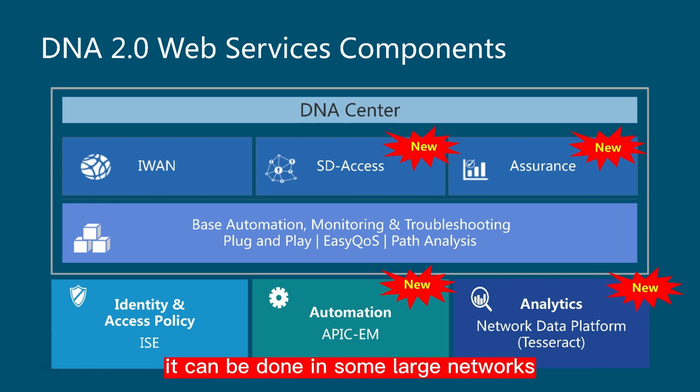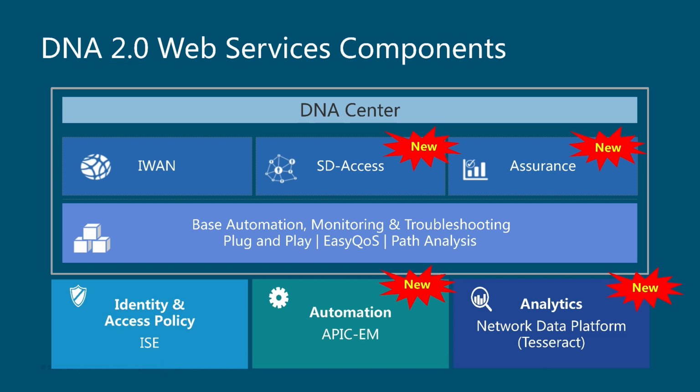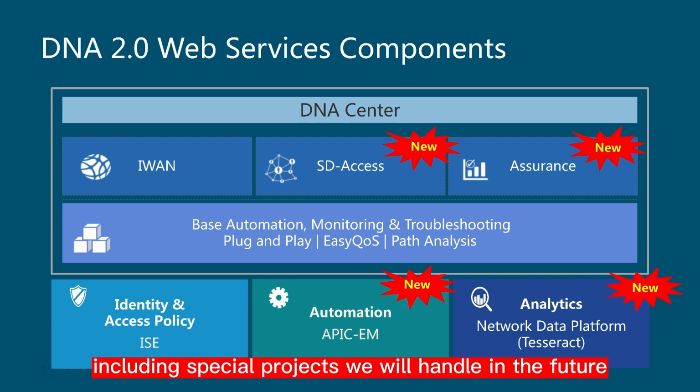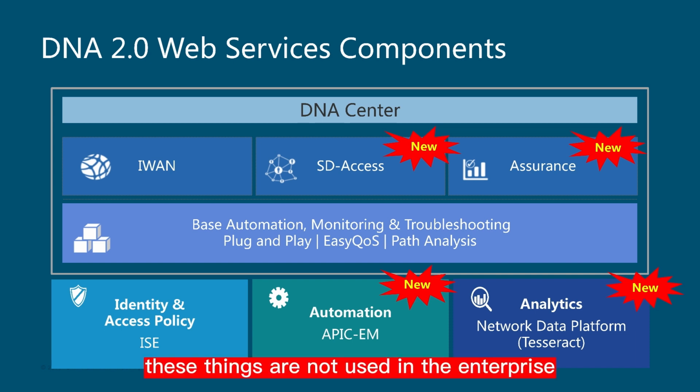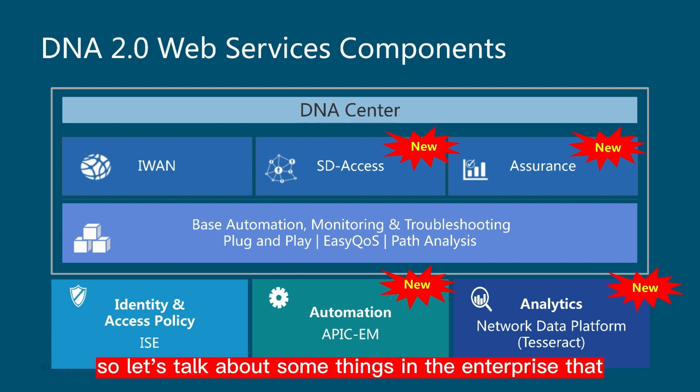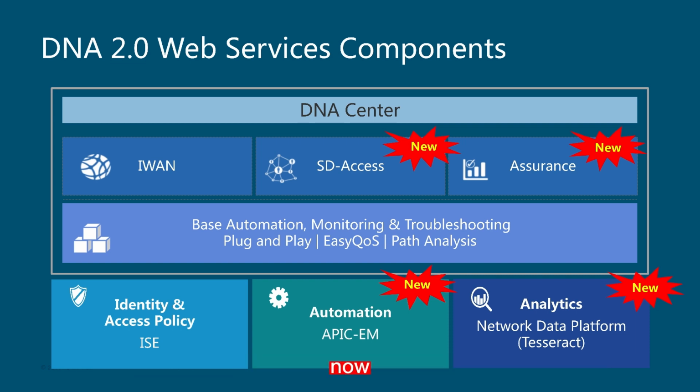It can be done in some large networks. Some traffic load on egress. For example, engine room, bank etc. Including special projects we will handle in the future. And our daily traffic export are capable of loading. Is quite powerful. But now for businesses, these things are not used in the enterprise. So let's talk about some things in the enterprise that are helpful to everyone now.